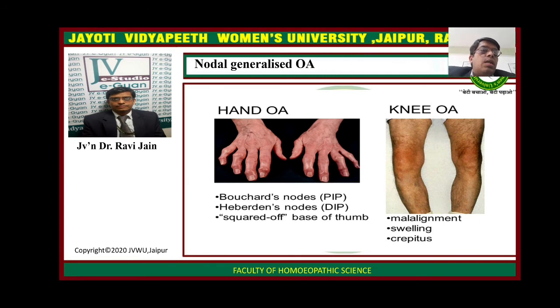Now you can see in this case the Bouchard's nodes, that is proximal interphalangeal joints, and the Heberden's nodes, that is distal interphalangeal joints, and the squared off base of the thumb. You can also see in the knee joint the malalignment, the swelling, and the crepitations.